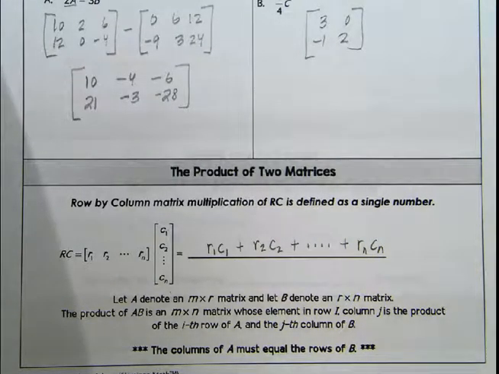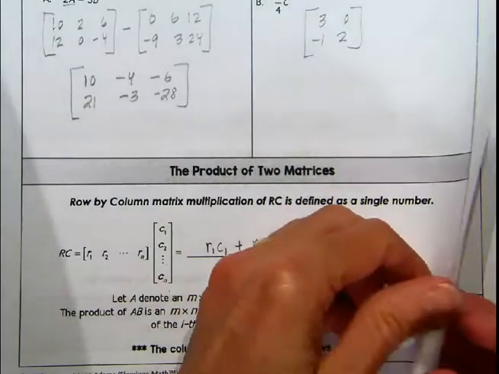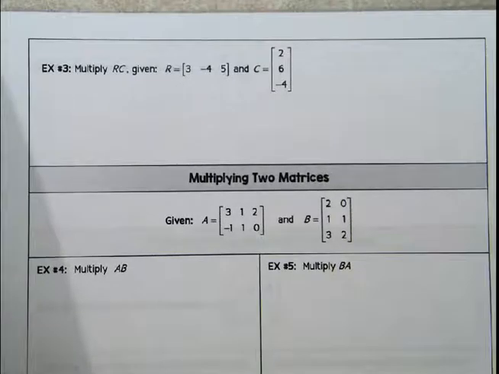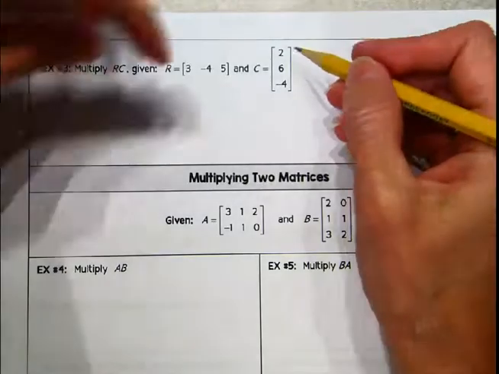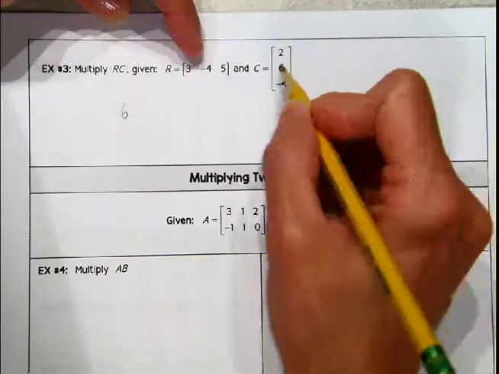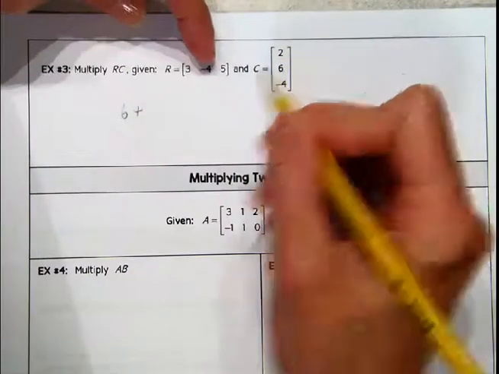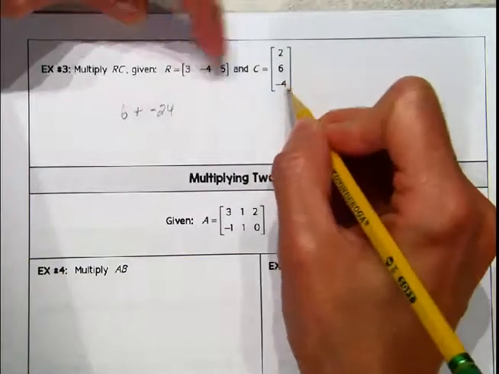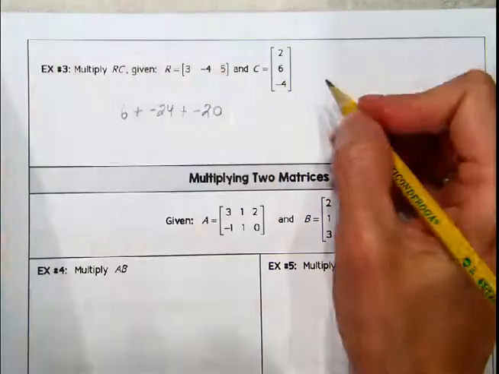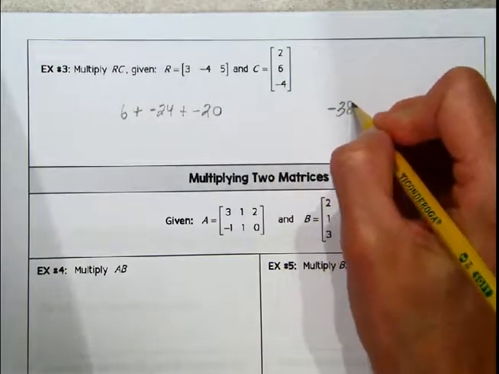Now the columns of A must equal the rows of B for that to work. So we're going to do one. Notice on example 3 at the top here, multiply R times C, and we're given R and C. So basically, we are multiplying the first one and the first one, so that gives us 6. Then we add the next one. If I multiply those two together, that gives me -24. And then we multiply these two together, and that will give me -20. So if we add that up, we get -38, and that is our answer.